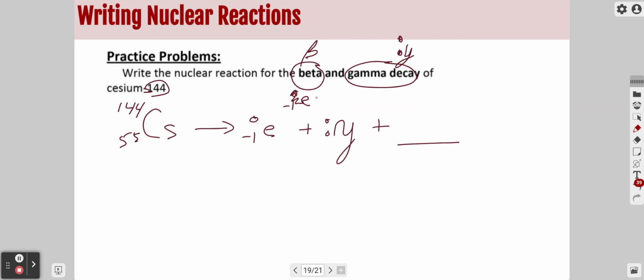Okay, so let's figure out what it's going to be. The mass number is going to be the same because we have 0 and 0. So 0 plus 144 is going to make both sides have the same mass number totals. And then we need to add -1, 0, and whatever this number is, and all have to add up to 55. So this is going to have to be 56 because 56 plus -1 gives us 55. So if we look up 56, that's barium. 56 is the atomic number for barium.